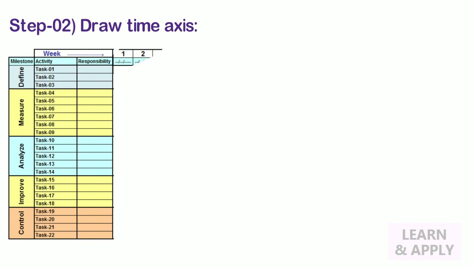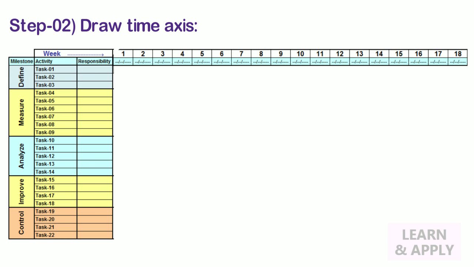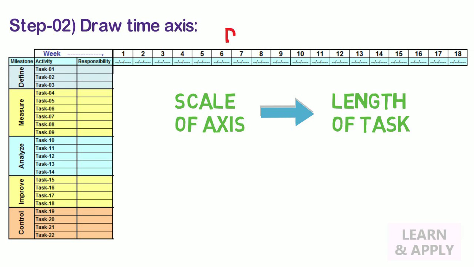Step 2. Draw time axis. Draw a horizontal time axis along the top of a page. Select the scale of the axis as per the length of the tasks. It is usually in days or weeks.